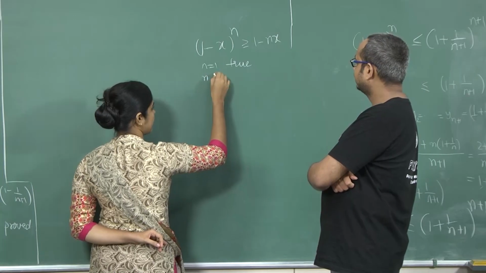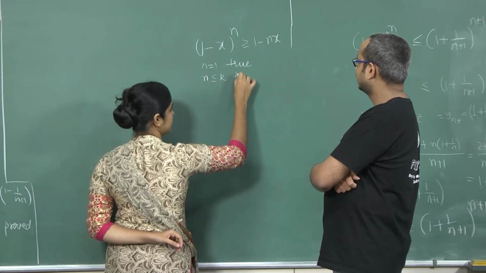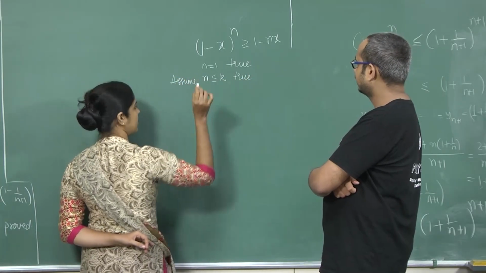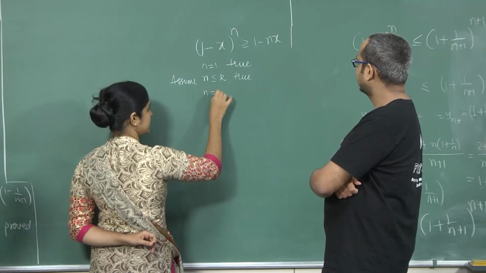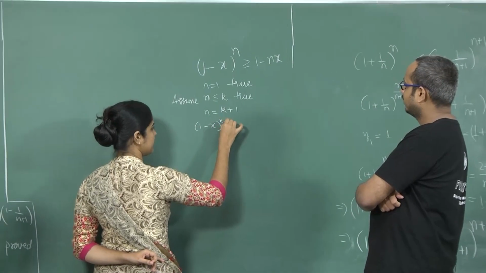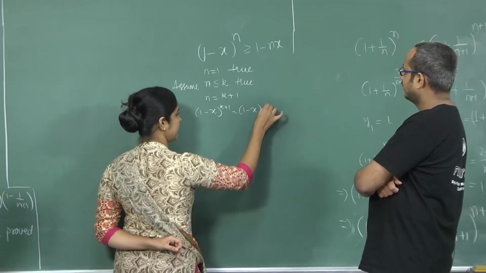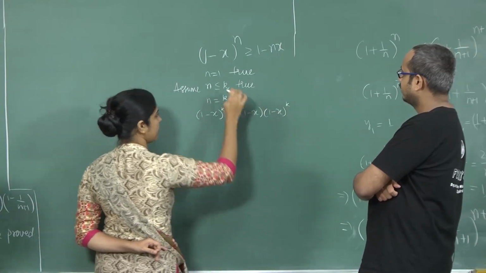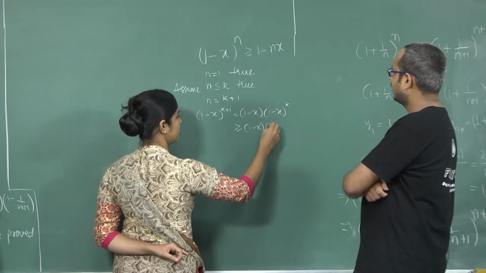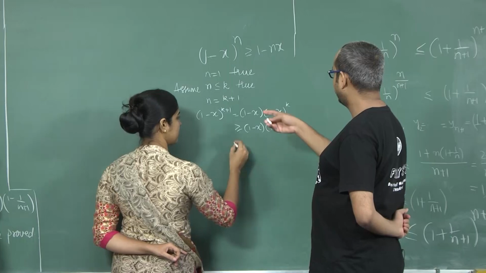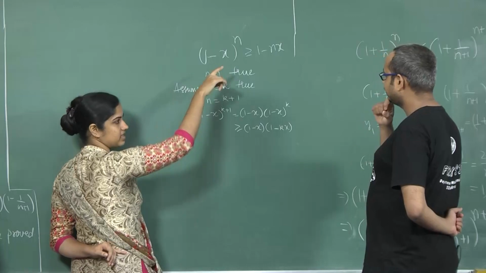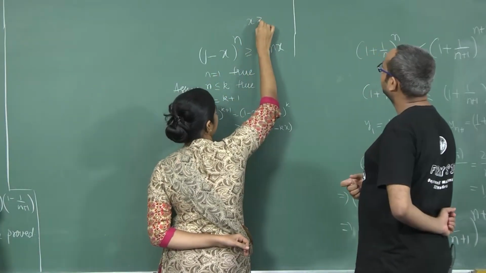For n less than or equal to k, I am assuming that it is true. That is your induction hypothesis. So I need to prove it for n equal to k plus 1. So (1 minus x) power k plus 1 is nothing but (1 minus x) into (1 minus x) power k. By the induction hypothesis, I already know that this is greater than or equal to (1 minus x) into (1 minus kx). But I need 1 minus x to be positive, so we need x to be greater than or equal to minus 1.